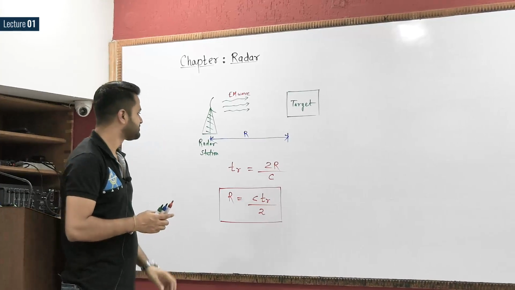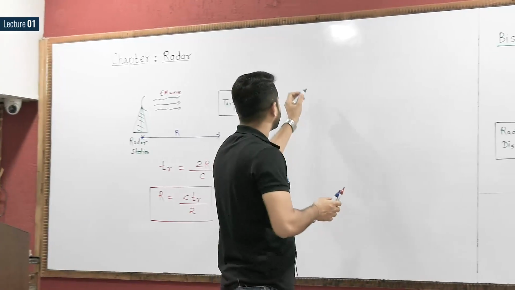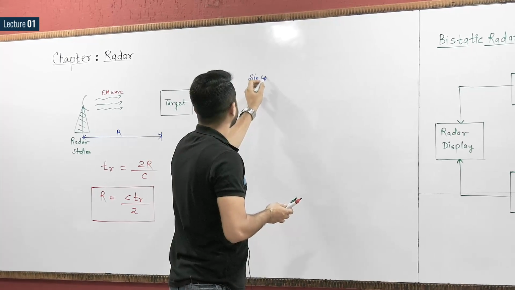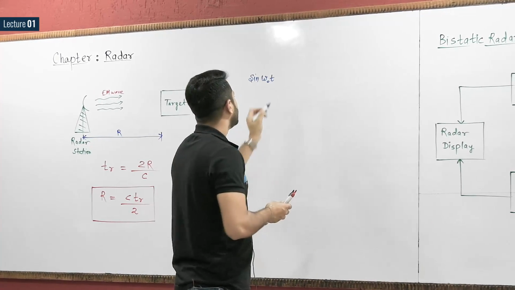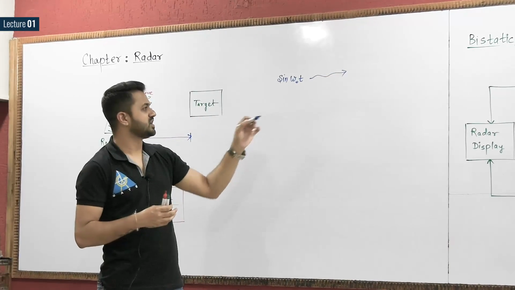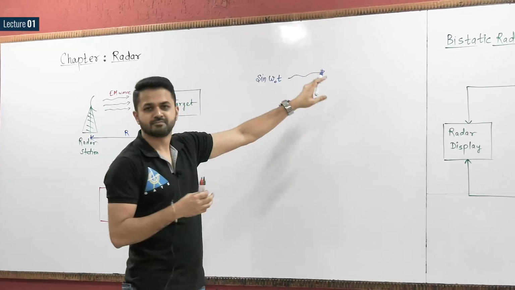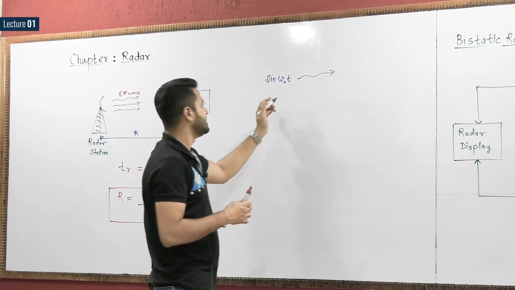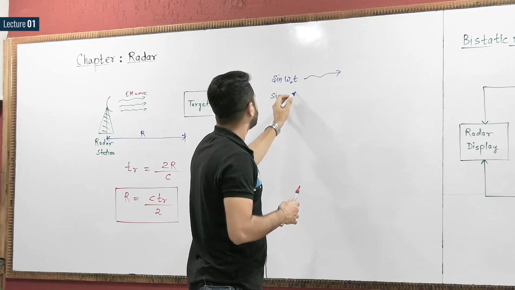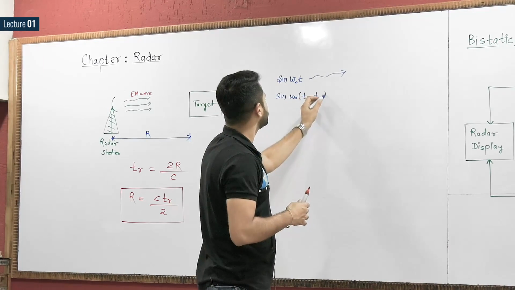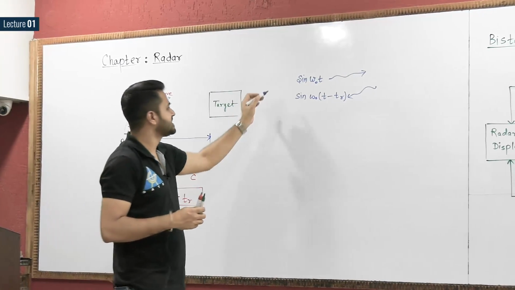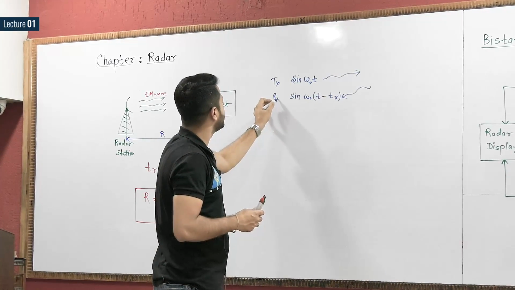Now suppose you are transmitting a sine wave, sin omega naught t, and it goes from the radar station to the target, intercepts with the target and comes back to the radar station. That means the total time is tr. So the received signal is sin omega naught (t minus tr). This is the transmitted signal, and this is the received signal.